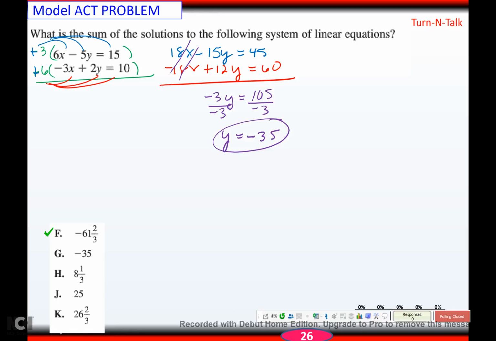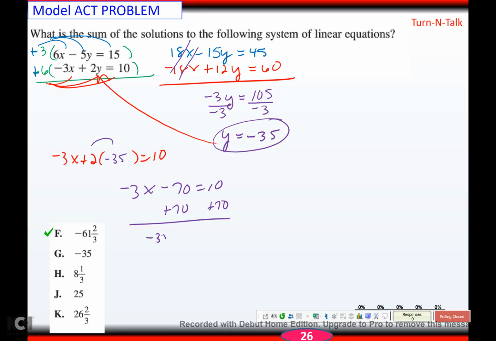Okay, so now I need to get x. So I'm going to substitute this in. So I have negative 3x plus 2 blank equals 10. I'm going to fill in the blank with my y value of negative 35. Distribute, I get negative 3x minus 70 equals 10. So if I add 70 and add 70, I get negative 3x equals 80. Divide by negative 3, divide by negative 3, and x equals negative 80 thirds.